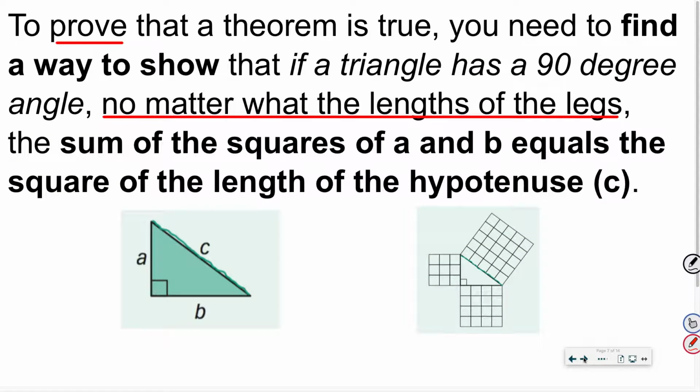Good. So to actually prove a theorem is true, we need to find a way to show that if a triangle does have a 90-degree angle, no matter what the lengths of the legs are, the 2 legs squared would always equal the hypotenuse squared. There are a few ways we can prove this. Next week, we're going to go over 2 ways to prove the Pythagorean theorem. The one on the left here, we're going to use algebra, because we can use equations to prove it. Your head should be off the desk. But you could also use an area model. You can use geometry to make a geometric proof.